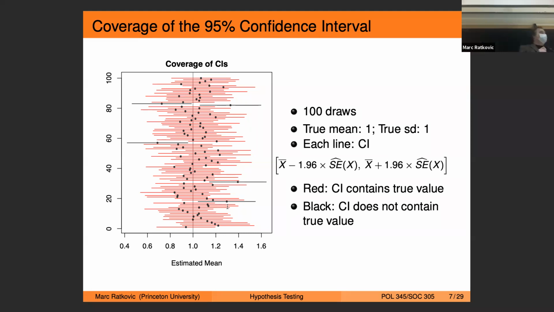All right. Another way to think about it is that you take a journal, all the studies are done, and let's say over the course of twenty articles or studies, one confidence interval we expect not to contain the truth. We expect 19 to.